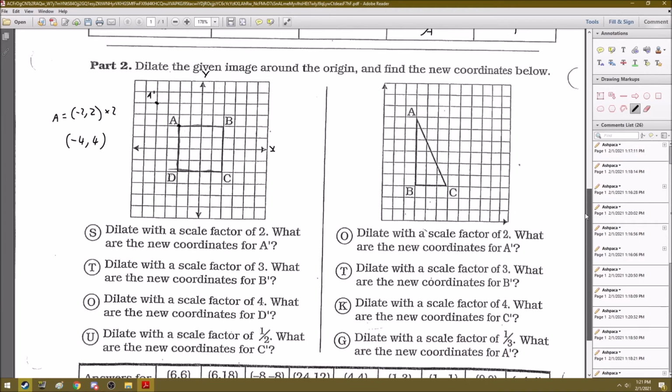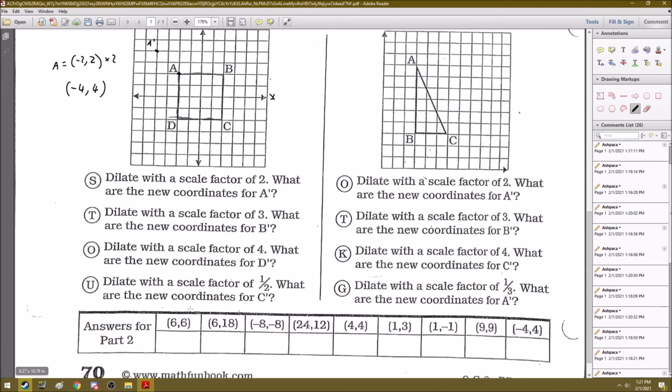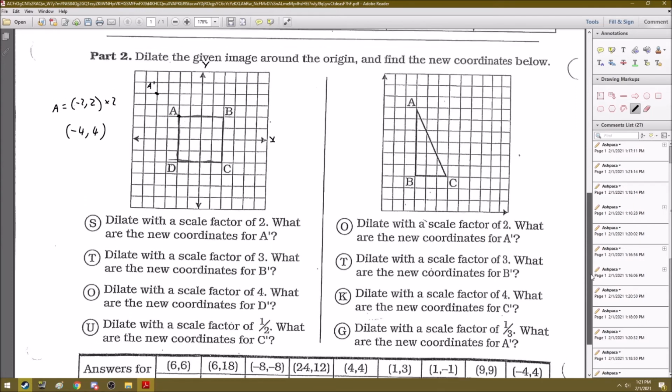So then with that, we can come down to the answer and look for the coordinate negative 4, 4, which is right here on the end, and the letter S is going to go in there. So that's how you can solve those.